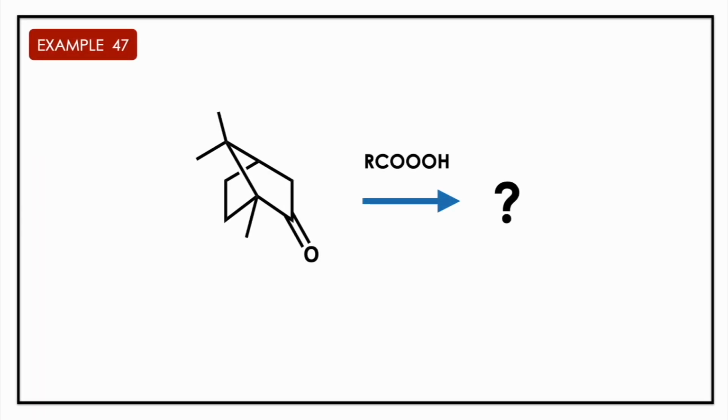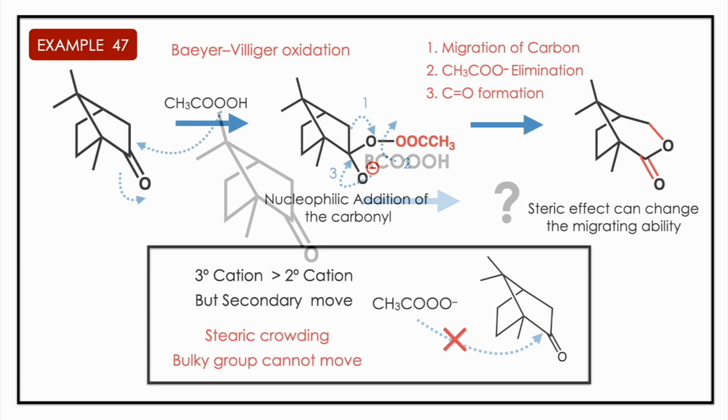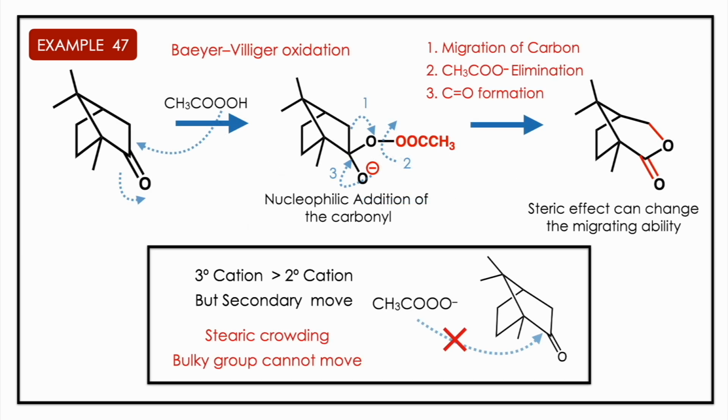Then the next question. Here you have carbonyl which is in the bicyclic system. Two bridged methyl groups, one connected methyl group. You are using the peracid. You should find what will be the final product. The similar kind of problem we have already seen because near to the carbonyl a bulky system is there. We will go step by step. You have carbonyl and you have peracid. So it is a Baeyer Villiger oxidation.